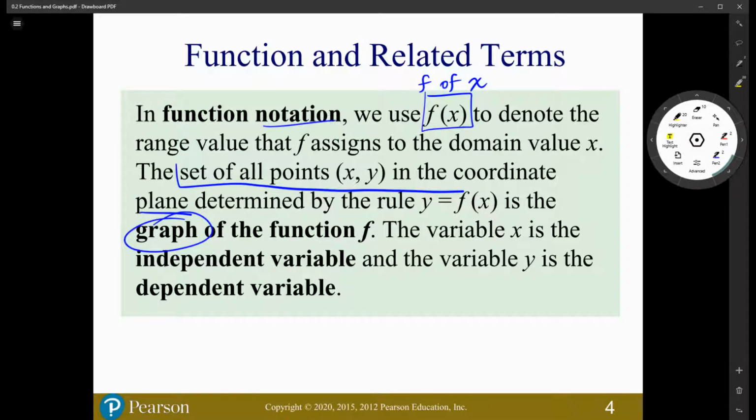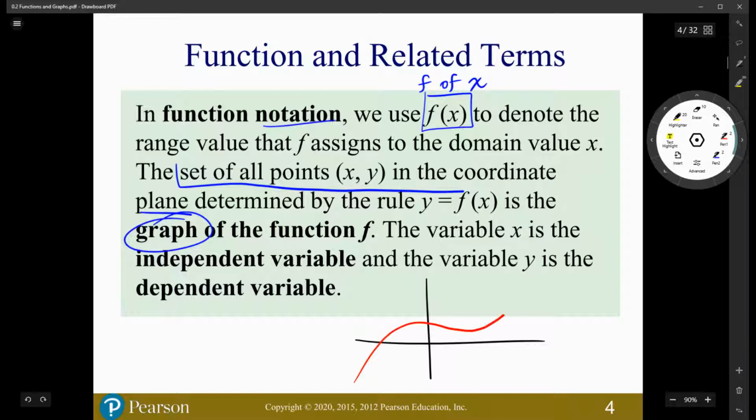The variable x is the independent variable. The variable y is the dependent variable. So what do we mean when we start talking about the graph? Well, let's take a look here real quick. Maybe this is our function. This is the x-axis. This is the y-axis. This is the function y equals f of x, where the x's are the domain, and those are the independent variables, and the y's are the range, and those are the dependent variables.